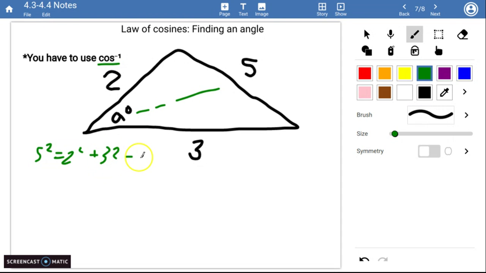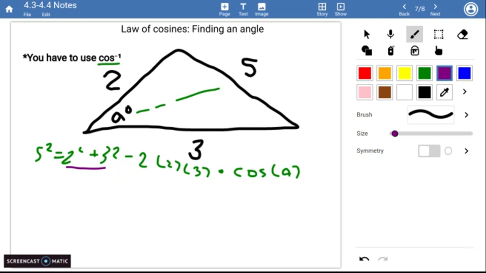And then after that, we do -2 times the two sides. That is 2, and that is 3. Then you do times the cosine of a. This time we don't know the angle. We're trying to solve for it. We'll label this a as our variable that we're trying to find. Okay. Once again, I'm going to start by solving for this. So 2 squared plus 3 squared, that would give us 13. And by the way, back here, we have our 25. And then -2 times 2 times 3 equals -12. By the way, this is what I was just solving.